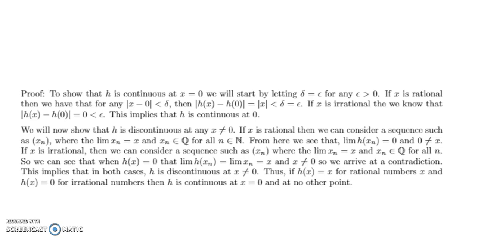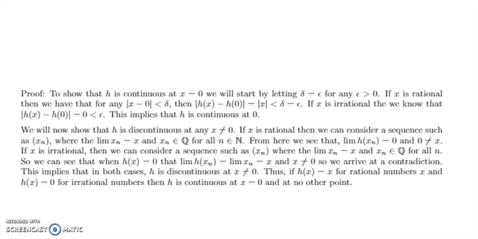If x is rational, then we consider a sequence x sub n, where the limit of x sub n equals x, and x sub n is in the irrational numbers for all n. From here, we see that the limit of h of x sub n equals 0, and 0 does not equal x.